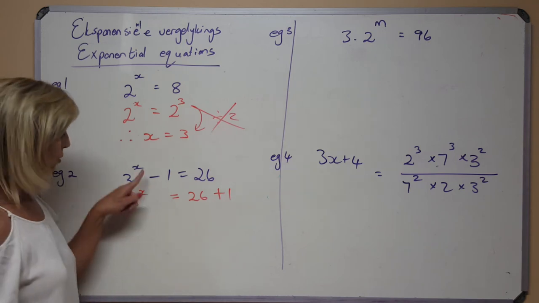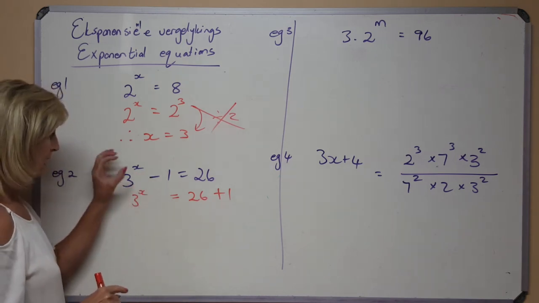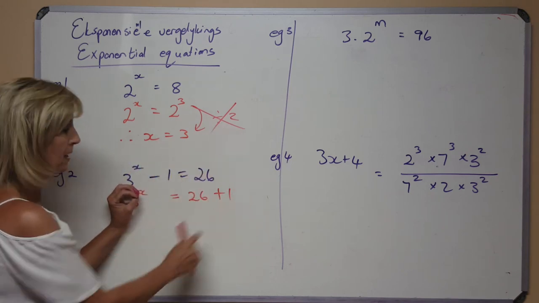We've been doing that. Hoe gaan ek die 1 wegkry? Wat om daai kant toe. Onthou jy is jou doel is kry vir x. Hier sit hy in hierdie eenheid wat jy nie kan wegkry nie. Maar die 1 kan jy wegkry deur te plus met 1.